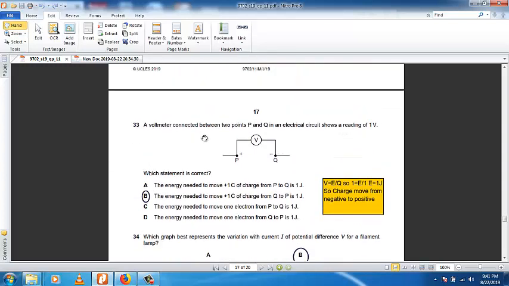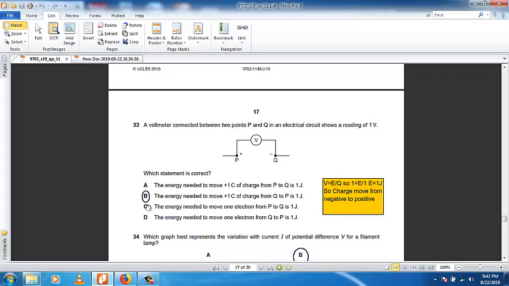Question number 33: a voltmeter connected between two points P and Q in an electric circuit shown has a reading of 1 volt. Which statement is correct? So we have to basically know that voltage is energy supplied per unit charge. 1 volt is given, energy per unit charge, so the energy is 1 joule. The second thing we must know is that it's a charge, and the third thing is that it moves from negative to positive, not from positive to negative.